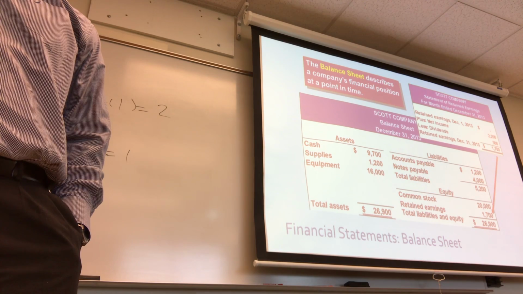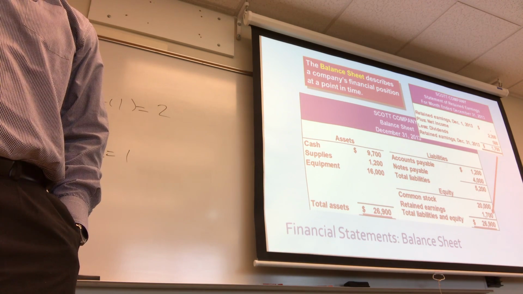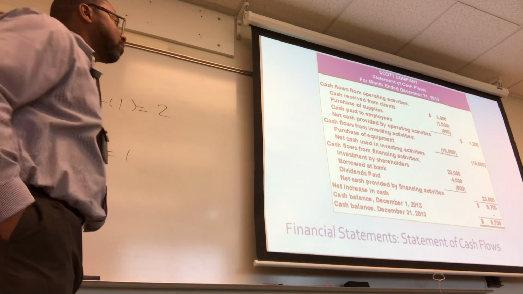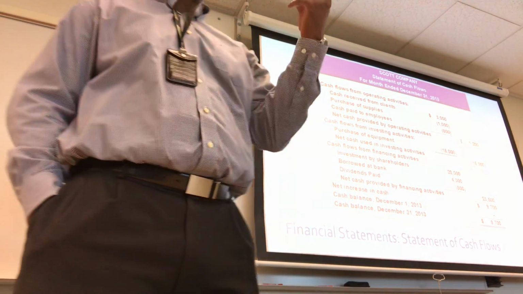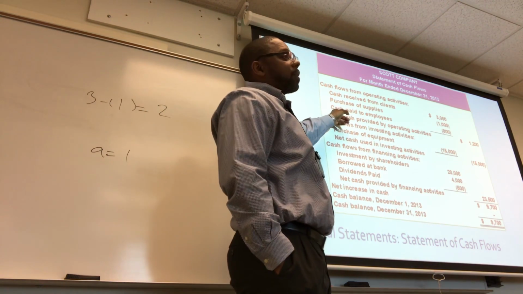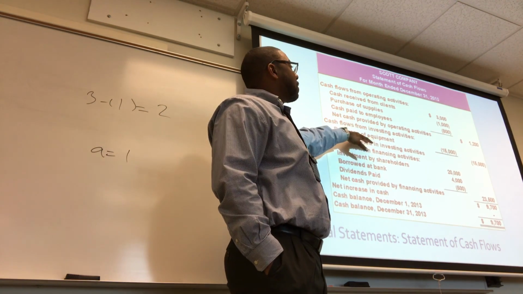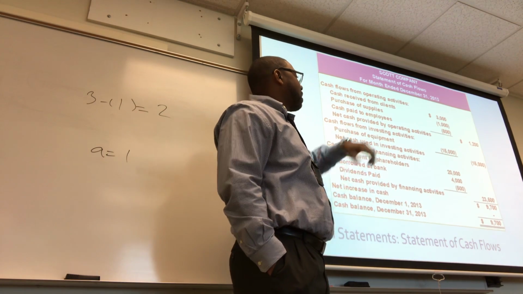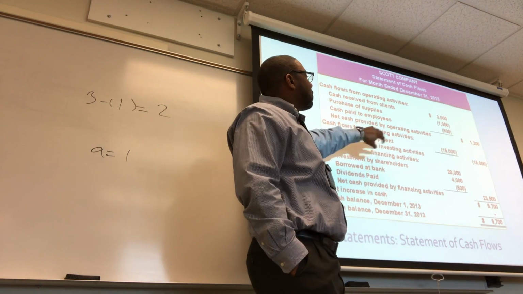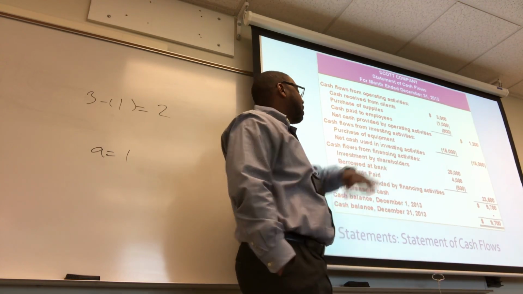And after you finish the balance sheet, the final statement that you're going to create is a statement of cash flows. And the statement of cash flows will be broken up into three sections: operating activities, financing activities, and investing activities. So operating activities, investing activities, financing activities.